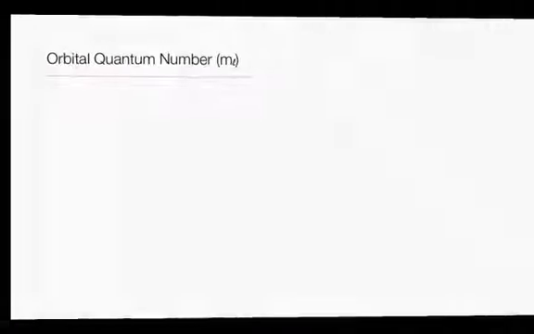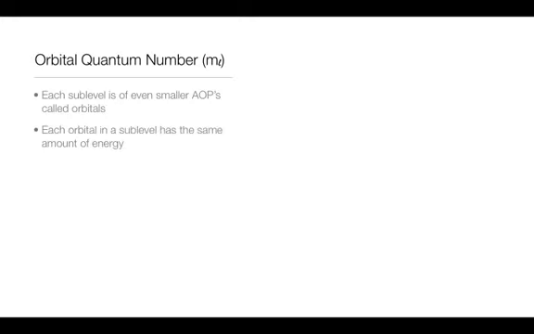The third quantum number that we're going to look at is the orbital quantum number. Each sublevel is itself subdivided into smaller areas of probability, which we call orbitals. Those orbitals within a sublevel have the same amount of energy. So if you have a P sublevel, and as we will see, it's made up of 3 separate parts, each one of those parts has the same amount of energy within that P sublevel. Each orbital can hold 2 electrons, and this is one of the reasons why we have the number of columns in each area of the periodic table.